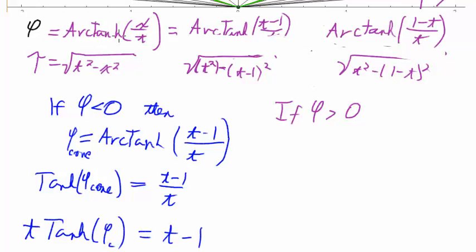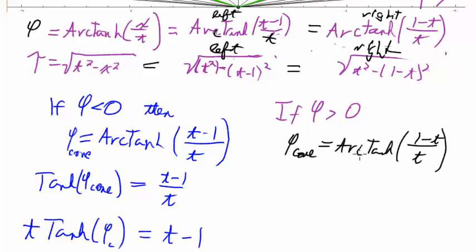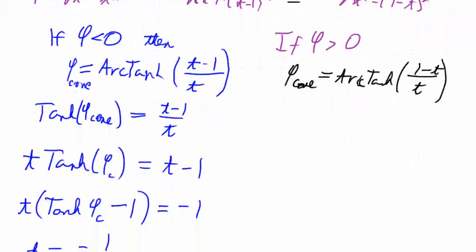The rapidity is hyperbolic arctangent of x over t, which is hyperbolic arctangent of t minus 1 over t on the left, and on the right it's this, and this is tau cone on the left, and this is tau cone on the right. So if phi is greater than 0, then phi of the cone is hyperbolic arctangent of 1 minus t over t. We want to solve that for t. Can skip maybe a couple steps here. Can at least skip down to this step.